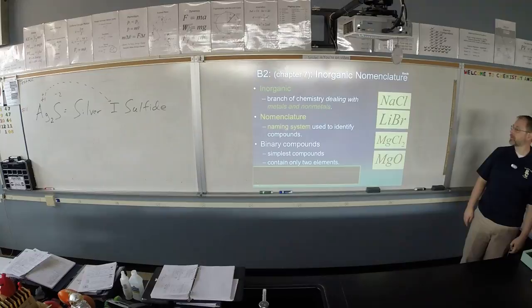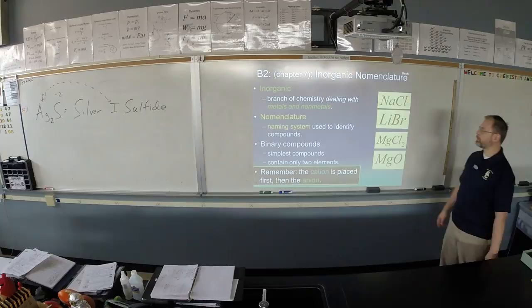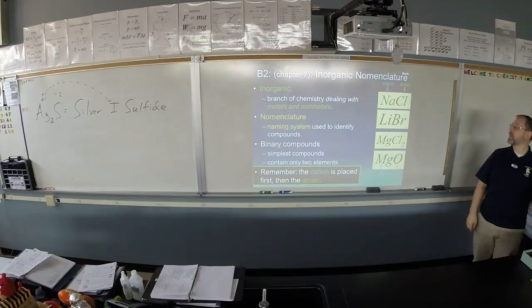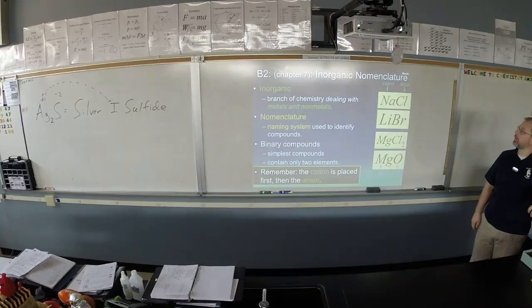We remind ourselves that when we're doing binary compounds, we place the cation in the front position and the anion in the back position. The cation is our positive ion, and we're going to put that in the front. The anion is our negative ion, and we're going to place that in the back. So, what is this compound?